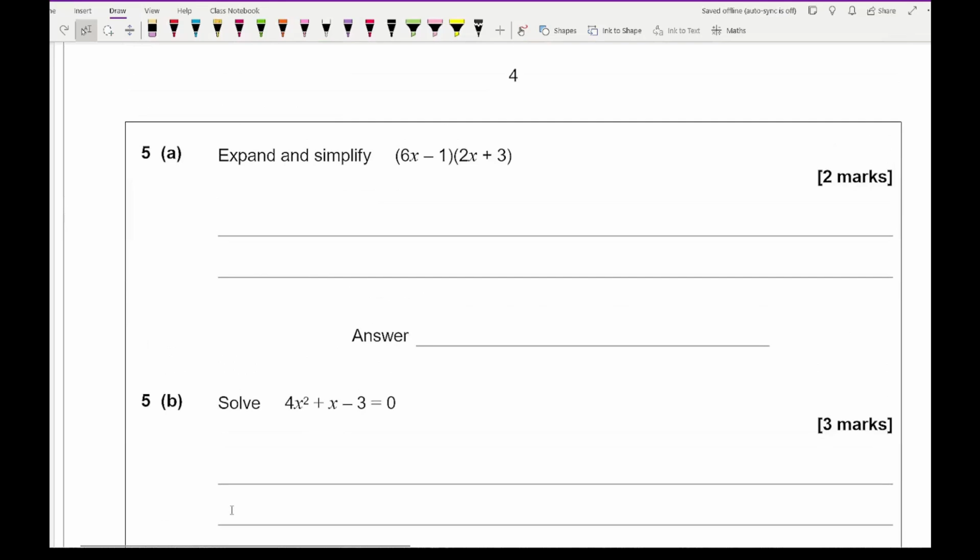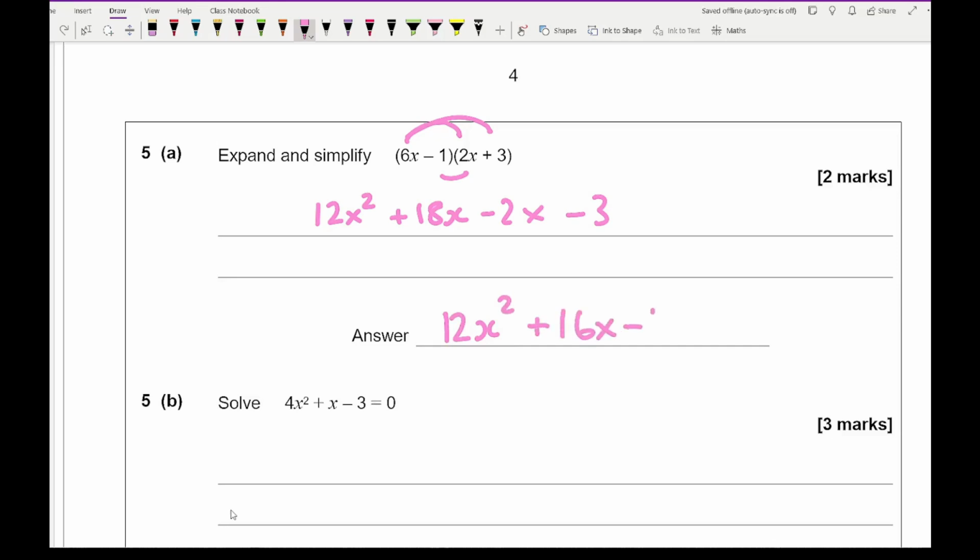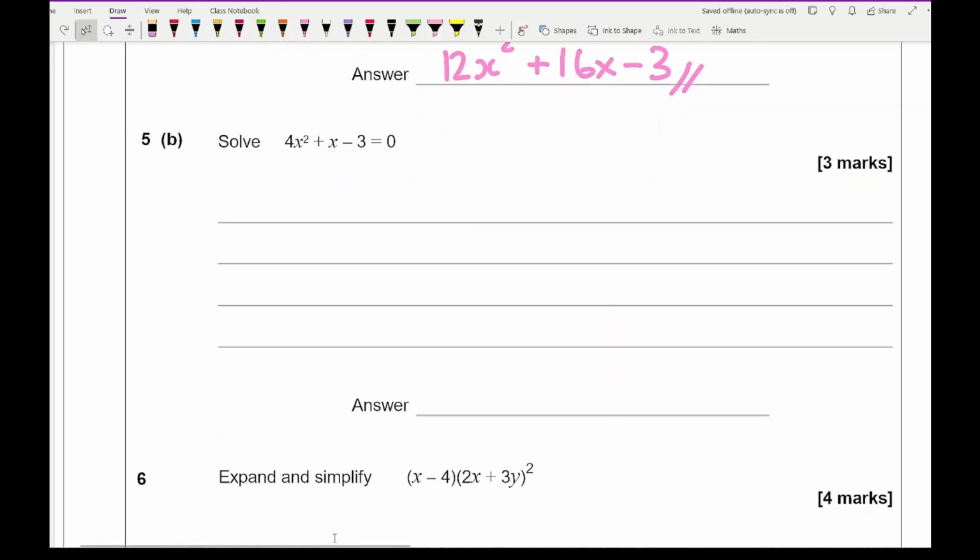Moving on to question 5, it says expand and simplify. And here I've got my double brackets. So again, whether you use a grid or loops, it's entirely up to you, but we get 12x squared plus 18x minus 2x minus 3. And then if I neaten all that up, I get 12x squared plus 16x minus 3.